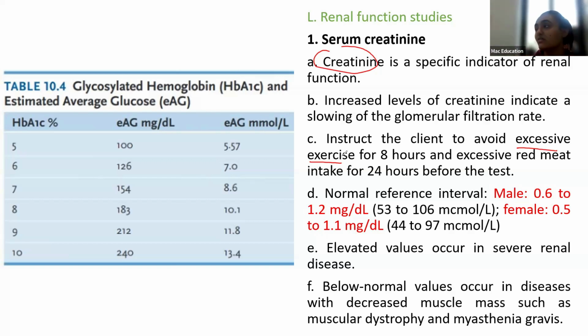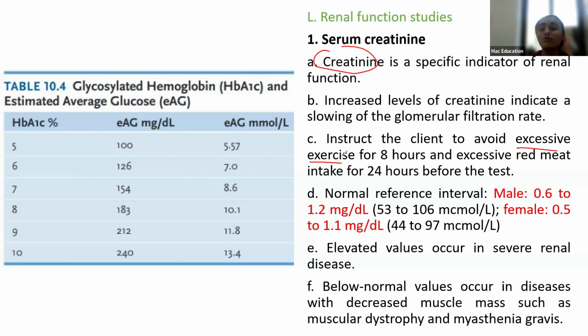If the patient is consuming red meat, red meat is not chicken and not fish. Except for chicken and fish, all are called red meat, like bacon and beef. If any patient consumes red meat within 24 hours before the test, their creatinine will also come high. So we have to advise the patient not to do exercise 8 hours before and not to consume red meat 24 hours before.